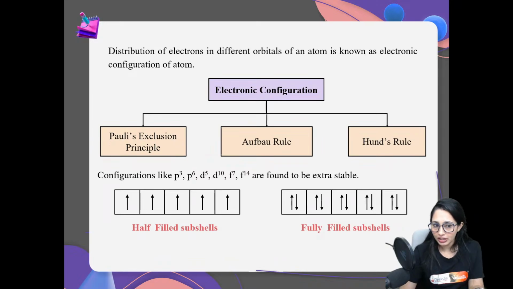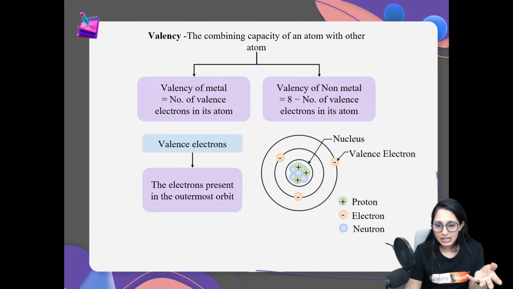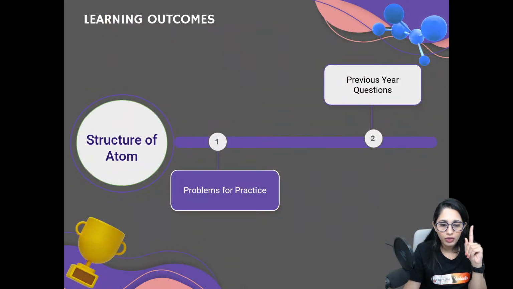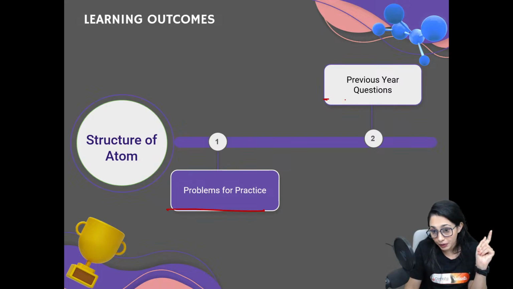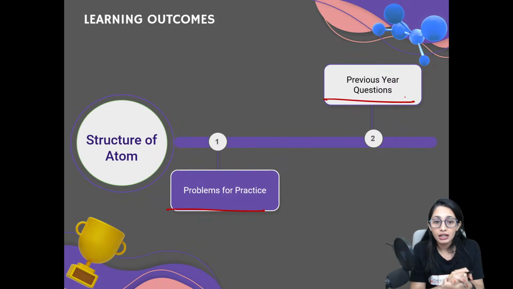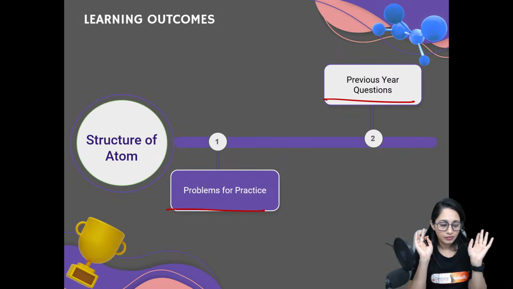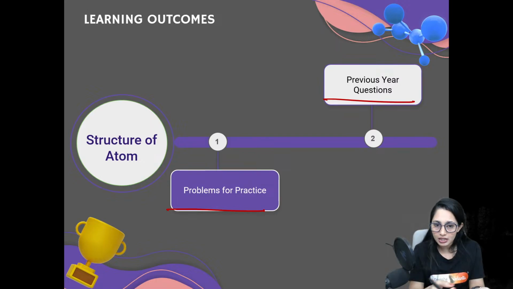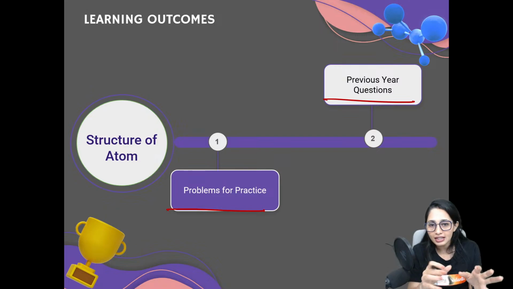Okay, so let's summarize now. We discussed electronic configuration. We need to inculcate all these rules: Pauli's exclusion principle, Aufbau principle and Hund's rule. And what is valency? We discussed that. That's it. The problems for practice and previous year questions we will be discussing during the week quiz. I will be giving you the week quiz maybe on Saturday. So revise this chapter thoroughly. You can answer and see the competition, where you stand in your preparation and everything.